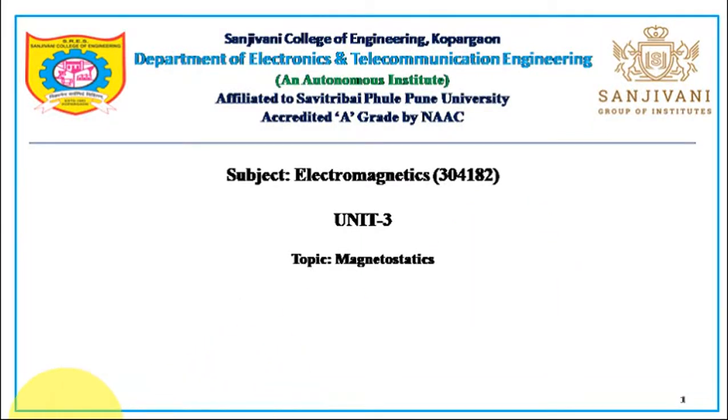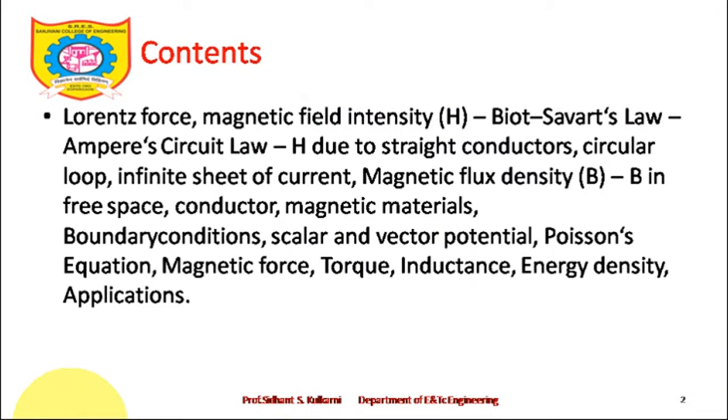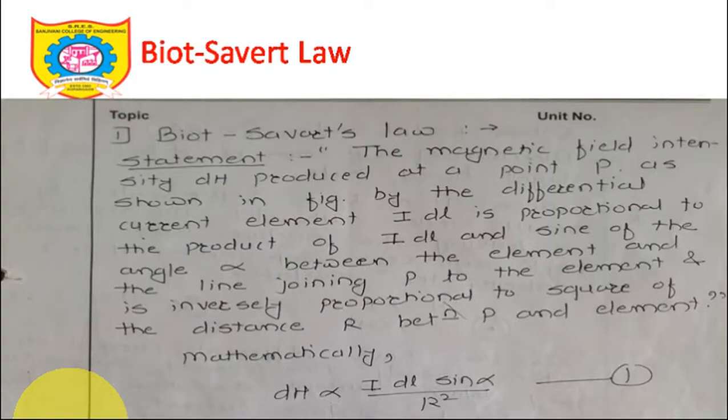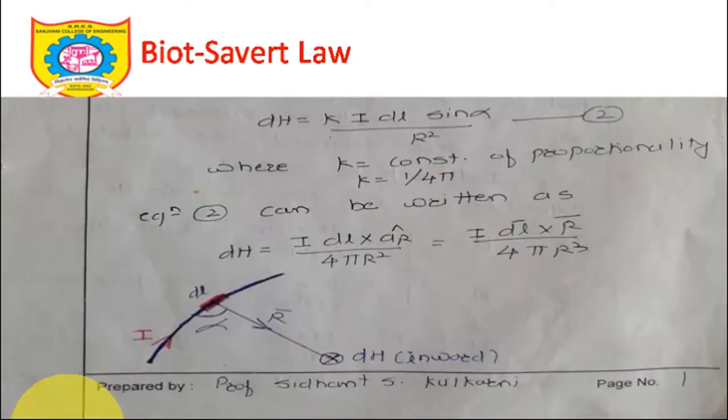Welcome back, students. In the previous lecture we started the concept of magnetostatics, beginning with the Biot-Savart law, the basic law of magnetostatics. We came to the conclusion that dH is directly proportional to I dl sin alpha upon r square, and finally we wrote something like this. Now if someone hasn't understood, let's talk about this in detail.